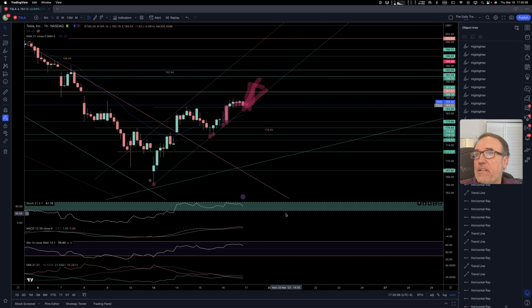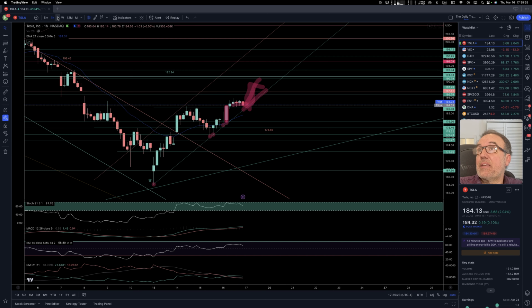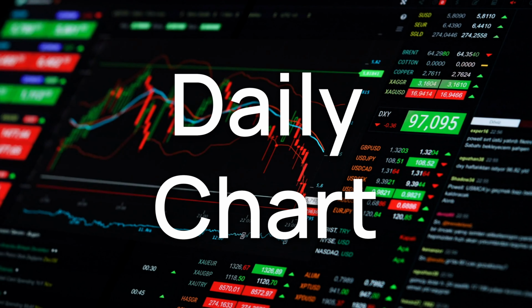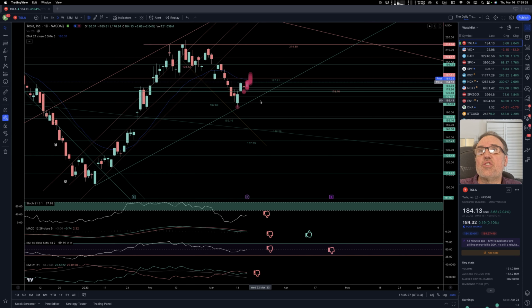In terms of indicators, stochastic is really strong at 81. MACD is all positive, RSI is positive, and DMI is positive. This is something that can happen. Let's go back to the daily chart. So on the daily chart, let's look at our indicators. Stochastic at 37. It's coming. Even if we reach 187 tomorrow, I don't think stochastic will agree that much yet.